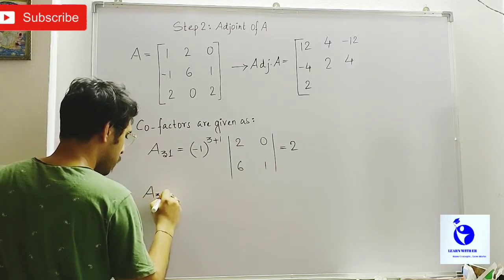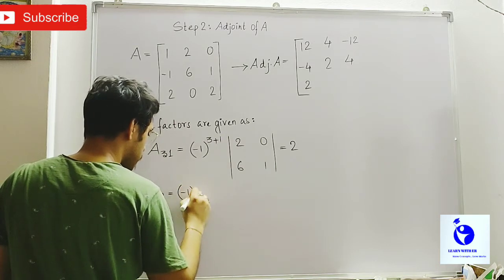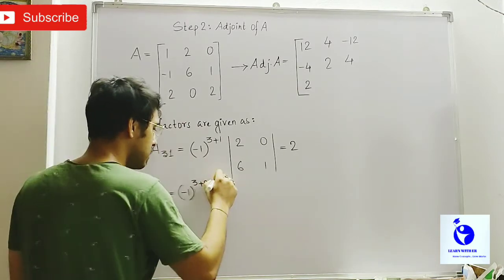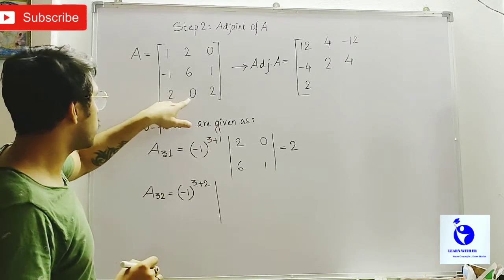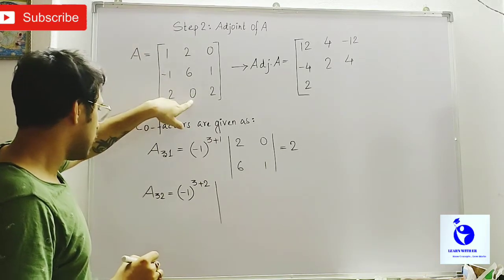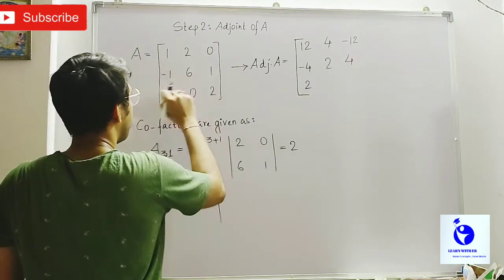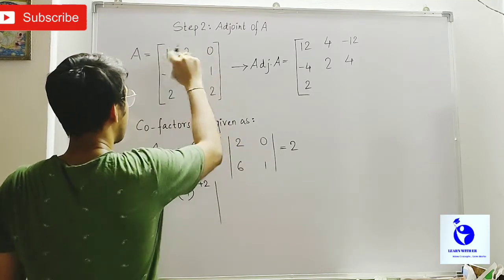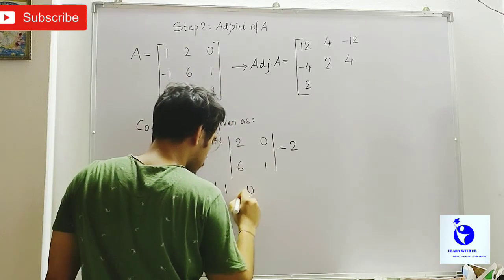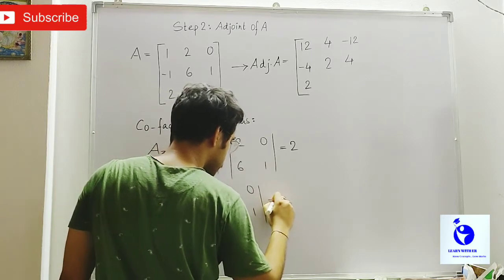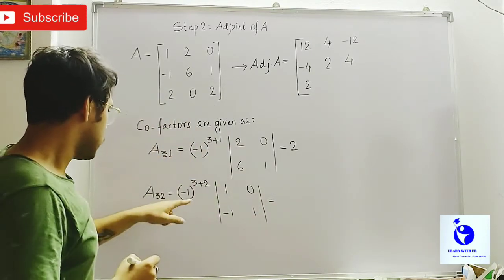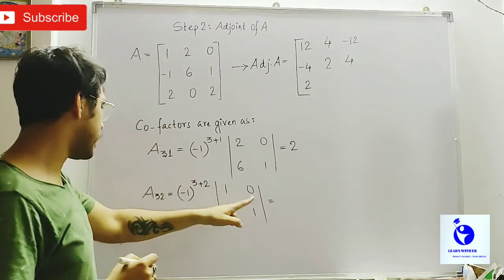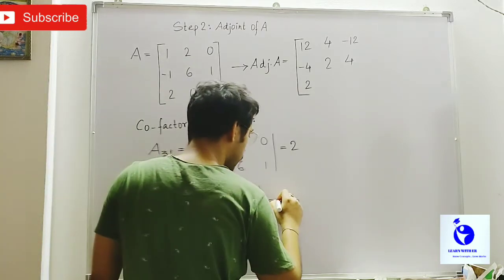A, 3, 2. So minus 1 to the power 3 plus 2 and the minor. So 3, 2. This is third row, second column. So this one. And minor of this one will be, so you need to eliminate this. And what is left? 1, 0, minus 1, 1. Eliminate this one and this one. Yes. 1, 0, minus 1, 1. So the answer will be, so this one is 3 plus 2, that is 5. So minus 1 will be there. And this is 1 minus 0. So 1 into minus 1. The answer will be minus 1.